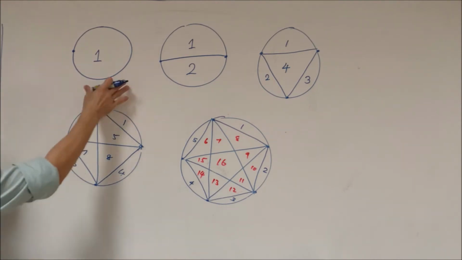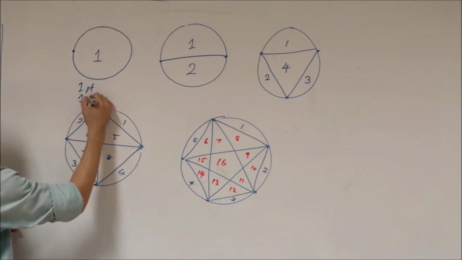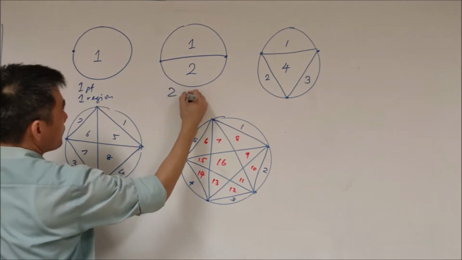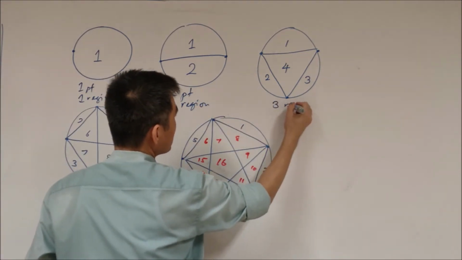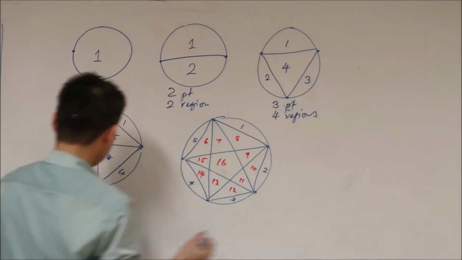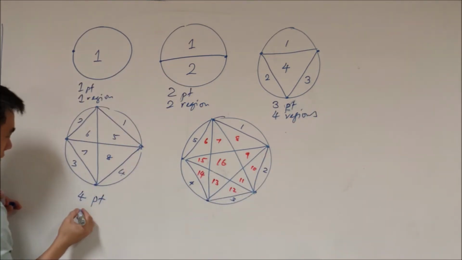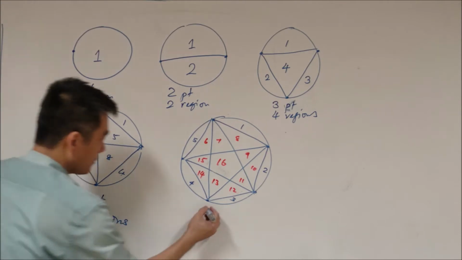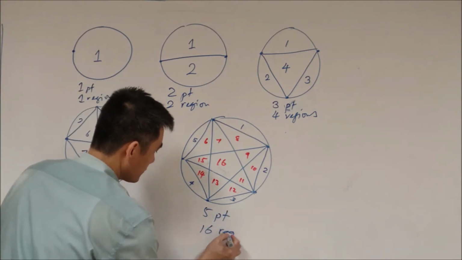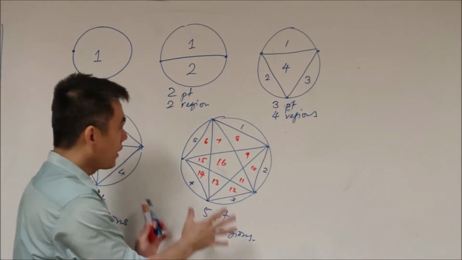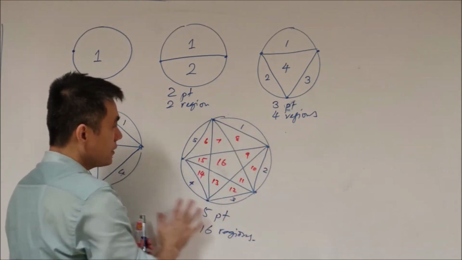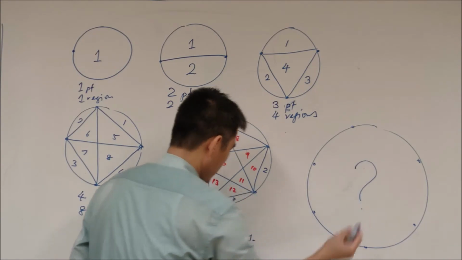Right. So in this case, we have 1 point, 1 region. 2 points, 2 regions. 3 points, 4 regions. 4 points, 8 regions. 5 points, 16 regions. So the question is, when we have 6 points, how many regions within the circle? So how many regions here?